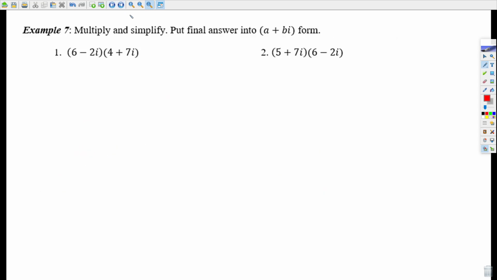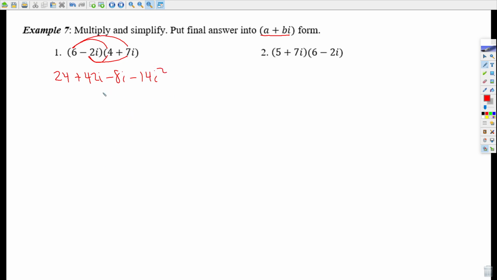Okay, for example 7, again, this is kind of like distributive property, but we're going to do it twice. And again, we're always going to put it in this form. So this is the one we had to do the arches because you're multiplying them together. So we have to do this arch, which would be 24. Then 6 times 7i, 42i. Then we got to do it with this one, negative 2i times 4, which is negative 8i. Negative 2i times positive 7i, which would be minus 14i squared.